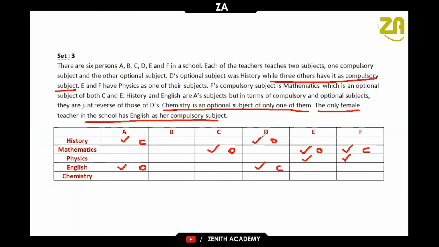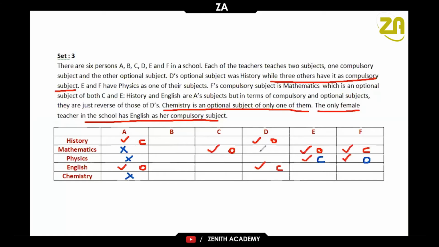Now look, each of the teachers teaches two subjects, one compulsory and one optional. So look here, F's compulsory subject is mathematics, so definitely this should be optional. E's one subject is optional, so this should be compulsory. Here two subjects decided, here two subjects decided. So two subjects of teacher A are decided, so cancel out this cell, this cell, this cell.